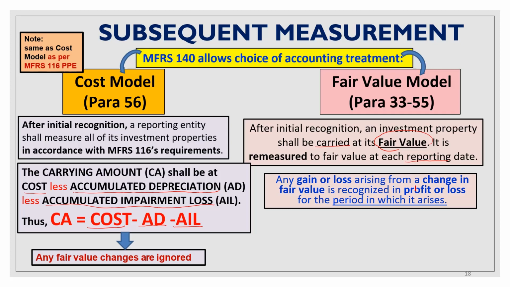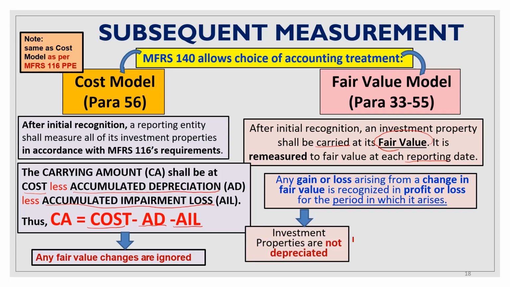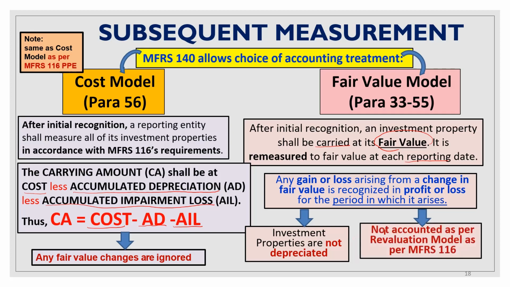Any gain or loss arising from a change in fair value is recognized in profit or loss. The gain or loss on the change in fair value is not recognized in other comprehensive income, but in the profit or loss of the period in which the gain or loss arises. And investment properties are not being depreciated, and therefore please take note again that it is not accounted for as per the revaluation model under MFRS 116.